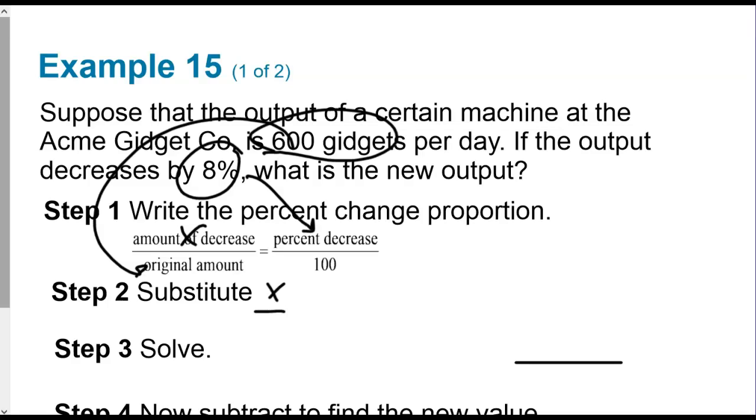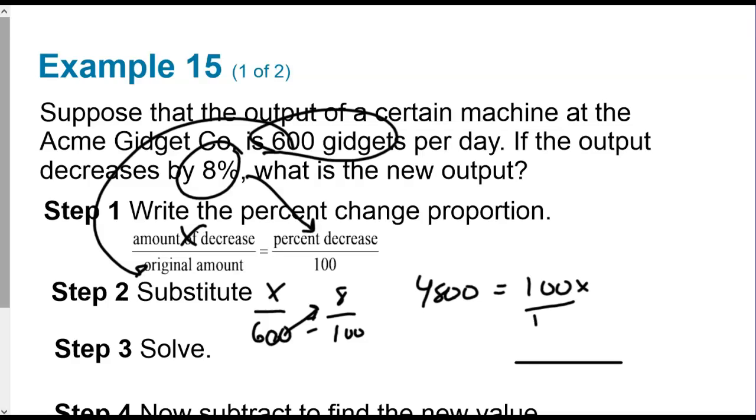Let's figure this out. x over 600 widgets is an 8% decrease over 100, so cross multiply. 600 times 8 is going to give us 4,800 equals 100x. We're going to divide by 100. Dividing by 100 gets rid of those zeros, and so x equals 48 widgets.